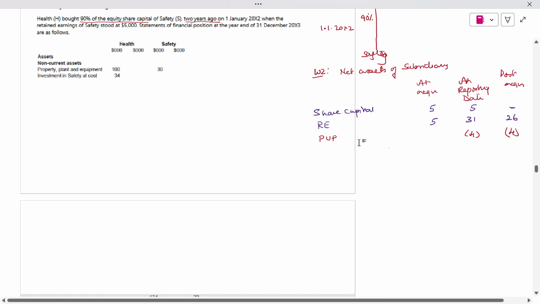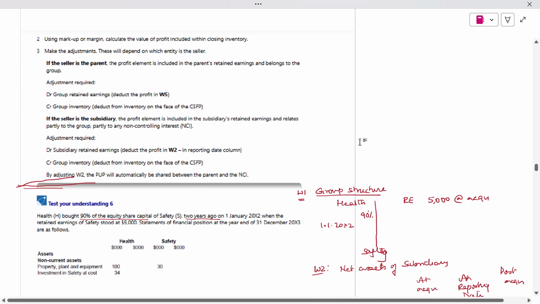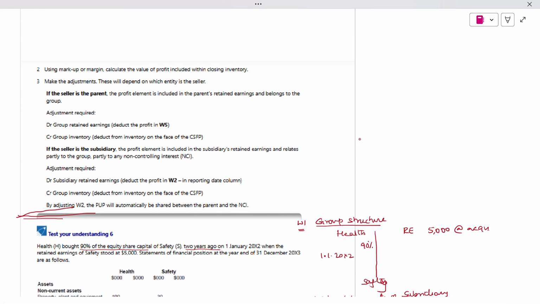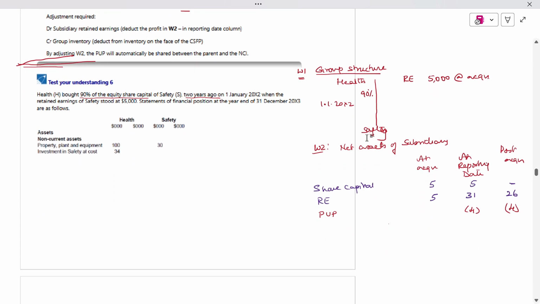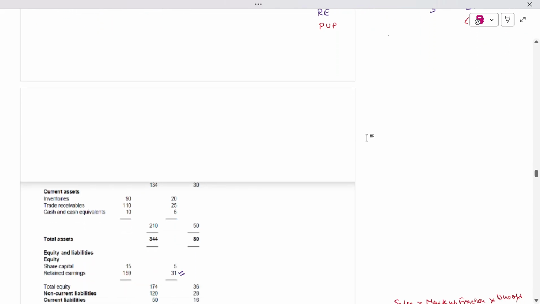Here it has been mentioned. I just want to make sure: if the seller is a subsidiary, the element of subsidiary retained earnings and the related party relate to the NCI. Is it? If the seller is a subsidiary, what do we have to do? We have to deduct it from the net assets of the subsidiary, the proportion of unrealized profit.